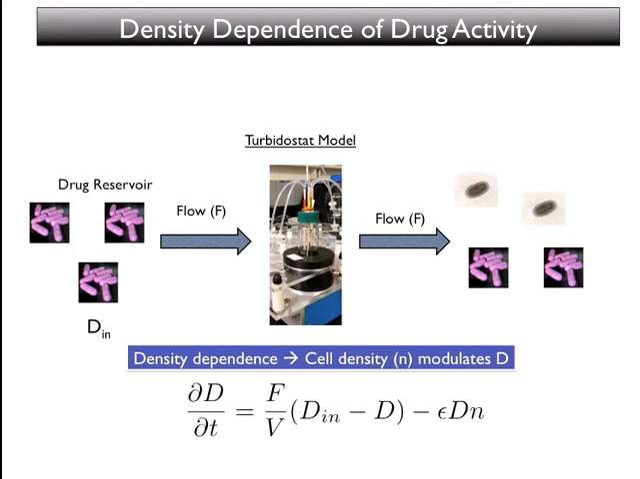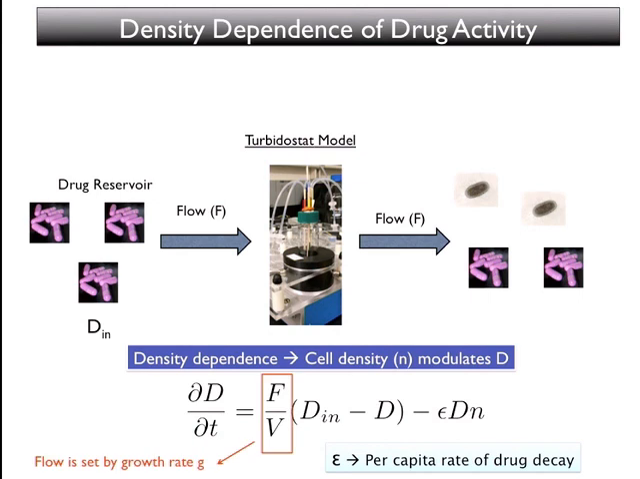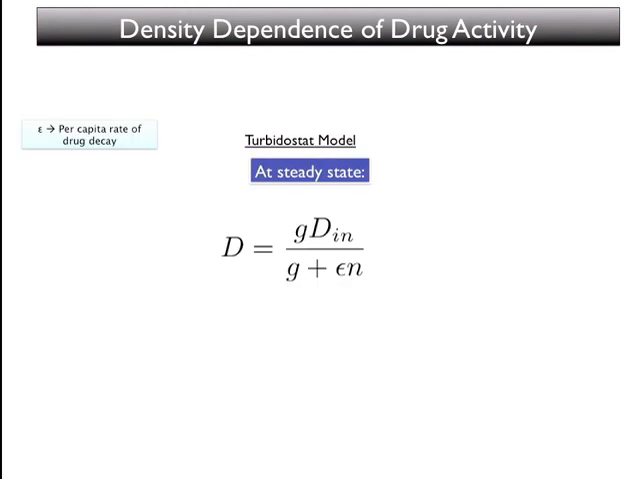Now, we try to account for density dependence effectively by adding a term that is just a per capita rate of drug decay. So this is a parameter, we're calling it epsilon here. It gives you some information about the time scale and the magnitude of this density effect. And we can simplify this equation. First of all, we'll look in the steady state, so we'll set this equal to 0. We also know a little more because F over V in a turbidostat has to be G, the growth rate. So we can plug in G there. So at the steady state, we get a little bit simpler equation.